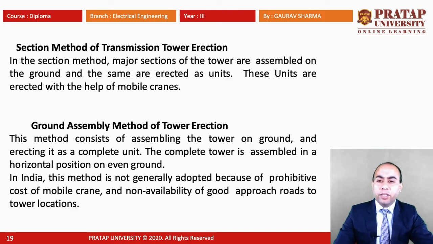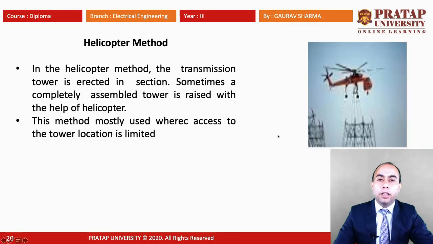In the ground assembly method, the tower is assembled on the ground and erected as a complete unit. The complete tower is assembled in a horizontal position on even ground. In India, this method is not generally adopted because of the prohibitive cost of mobile cranes and non-availability of good approach roads to tower locations.